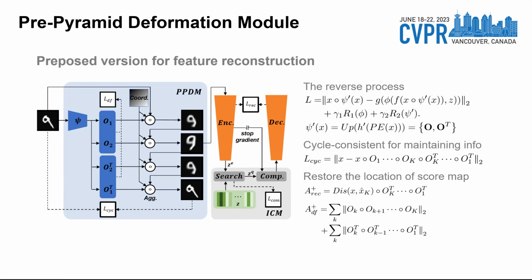For feature space reconstruction, we additionally estimate the reverse deformation process. This allows for applying cycle consistency constraints to alleviate overcompression and address shortcut learning. Finally, we adjust the deformed anomaly map back to the original position for the localization task.